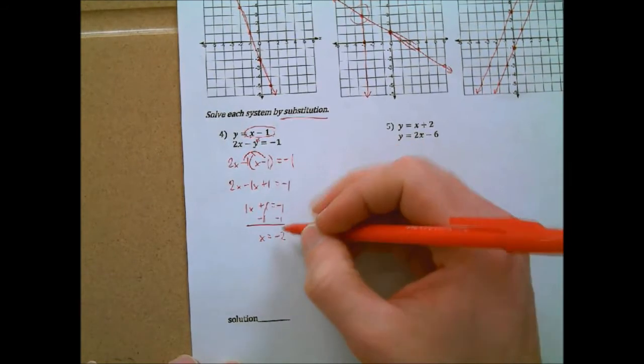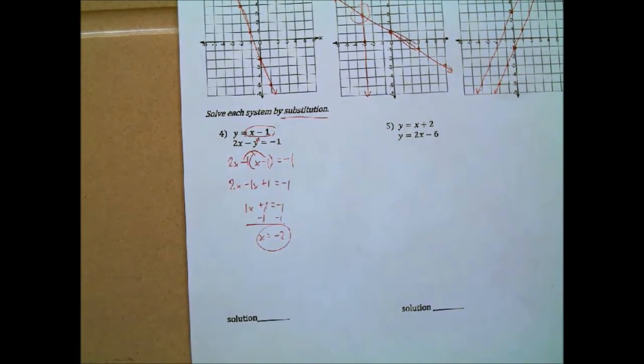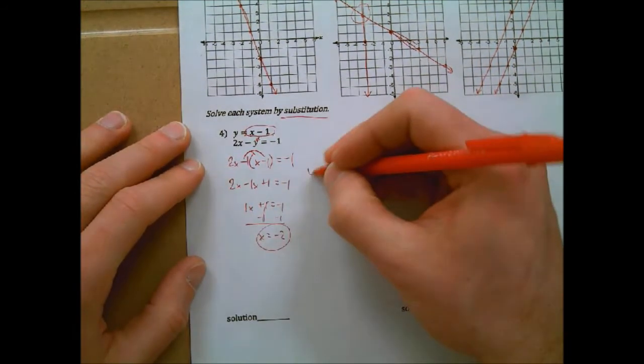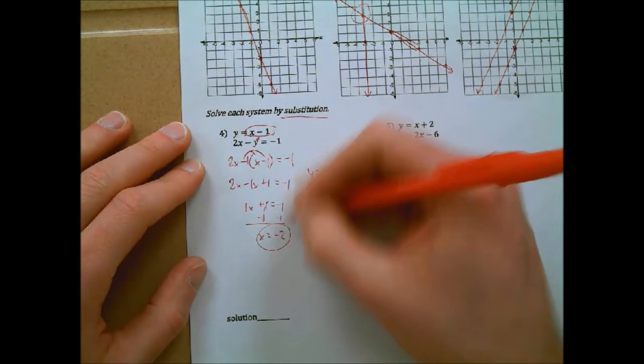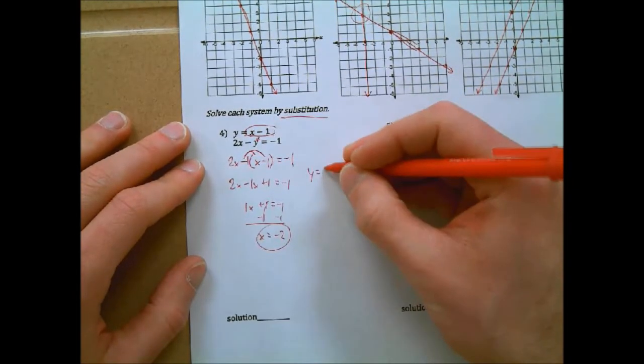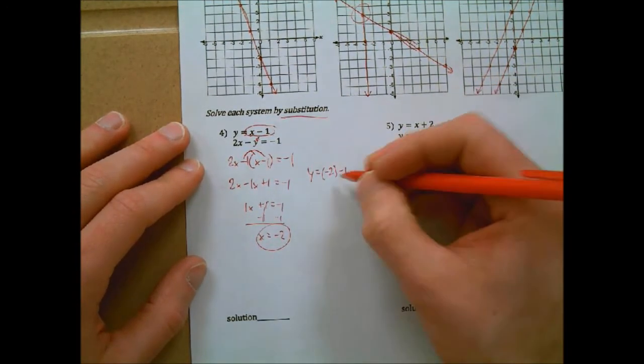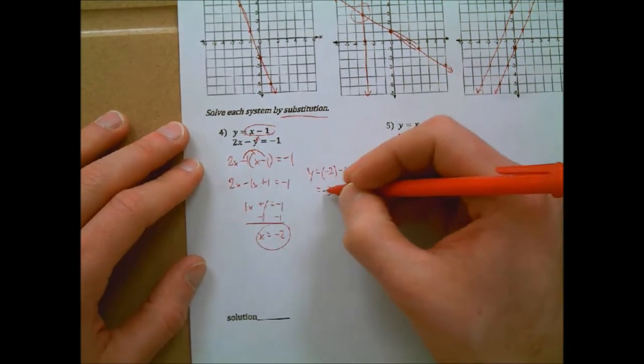Okay? We're not done though. Yes, we've solved for x, but we still have to solve for y, the matching y coordinate. So we'll take this x value of -2, and we'll plug it in for the x right here. y equals -2 minus 1. Again, use parentheses when you substitute in. -2 minus 1 is -3. So we have y equals -3.